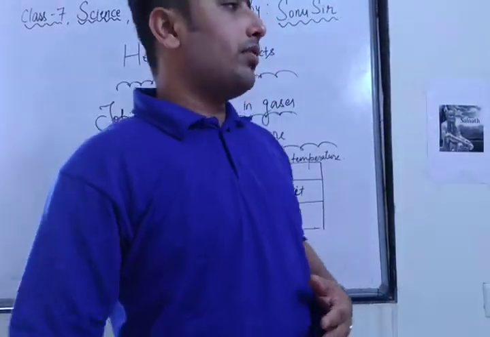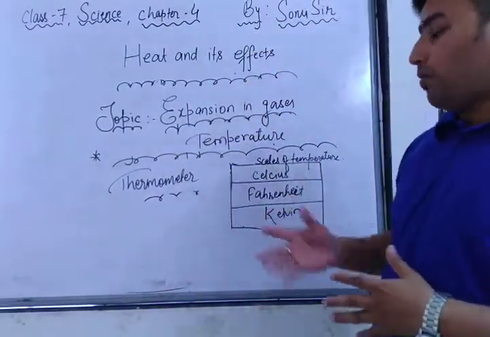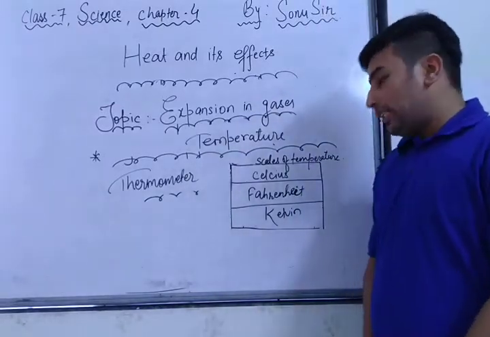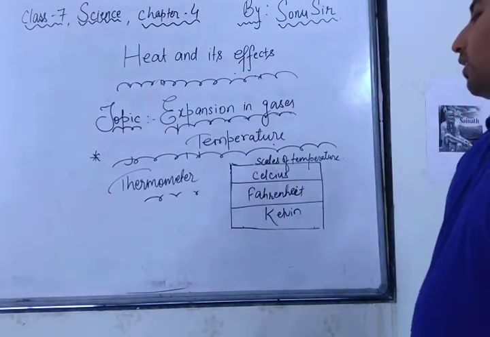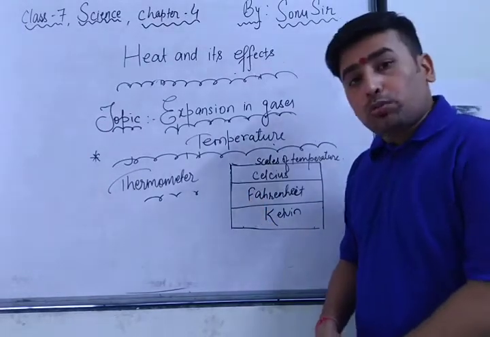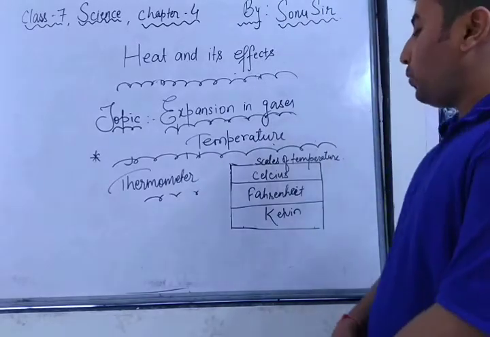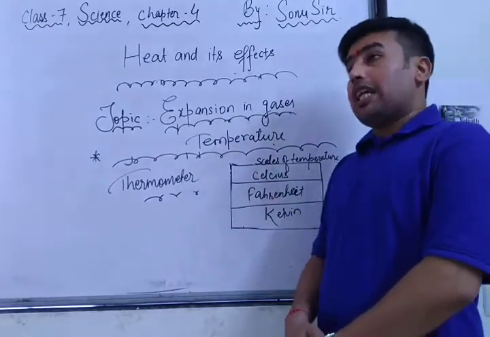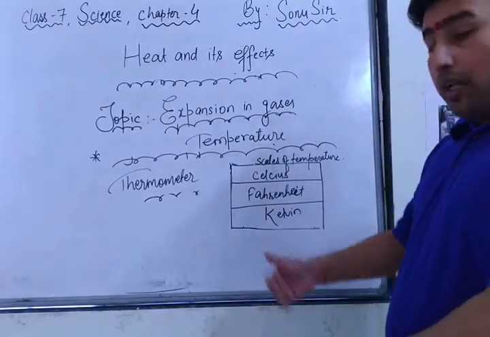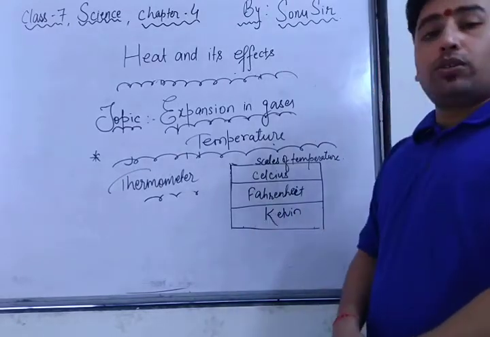Now the question is, what are these different types or scales of thermometer? As I have told you, there are specially 3 scales: Celsius, Fahrenheit and Kelvin. The thermometer which we use to measure fever is Fahrenheit. Got it? And especially the one which we use in our laboratory is Celsius. And the one scientists use to measure the temperature is Kelvin. So there are 3 scales of thermometer. For scientists, they use Kelvin.